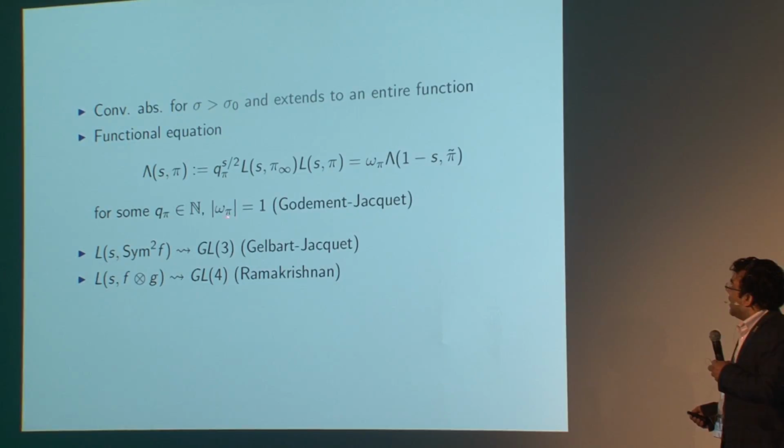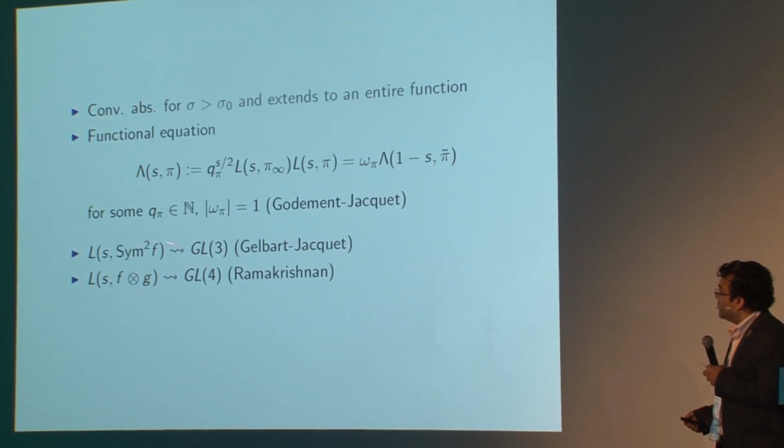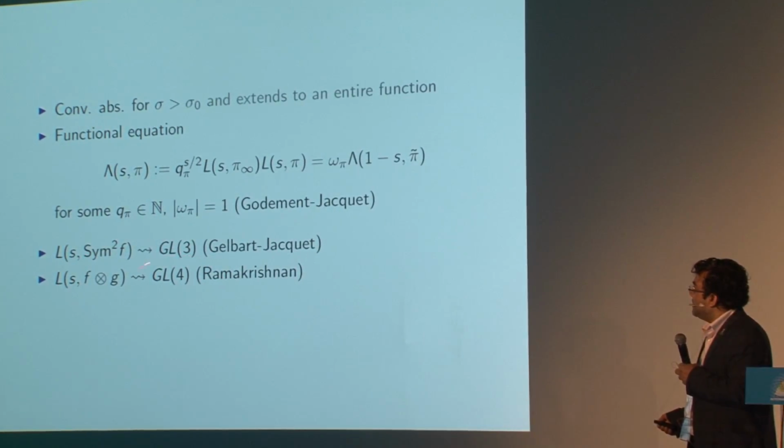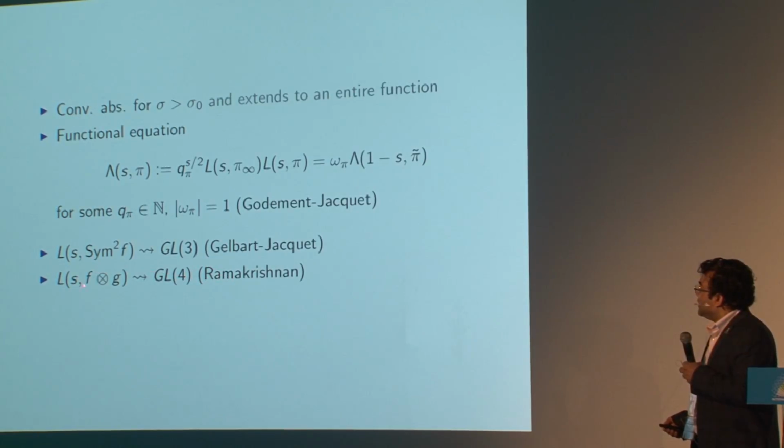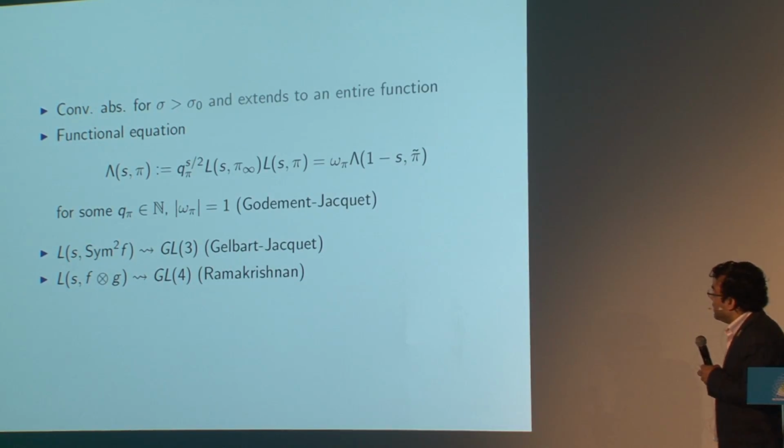Okay. And it was shown by Gelbart-Jacquet that the degree 3 L-function, the symmetric square, is associated with an automorphic form for GL3. And it was shown by Ramakrishnan that the Rankin-Selberg L-function comes from an automorphic form for GL4.